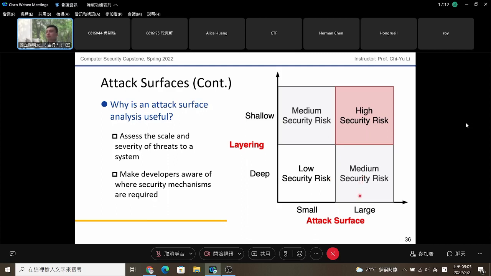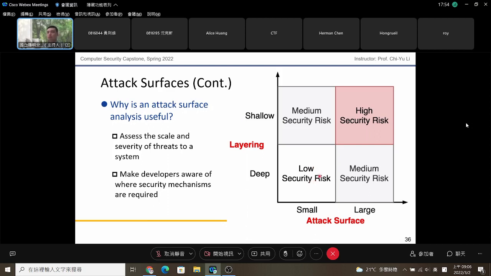Even if we have deep layering with a large attack surface, we still have a medium security risk. So given a system or software, we always want to minimize the attack surface. This means we always want to disable the functions we do not use, because they may be vulnerable but do not provide any functionality. Moreover, we also want to provide deep layering, so that we can achieve low security risk.